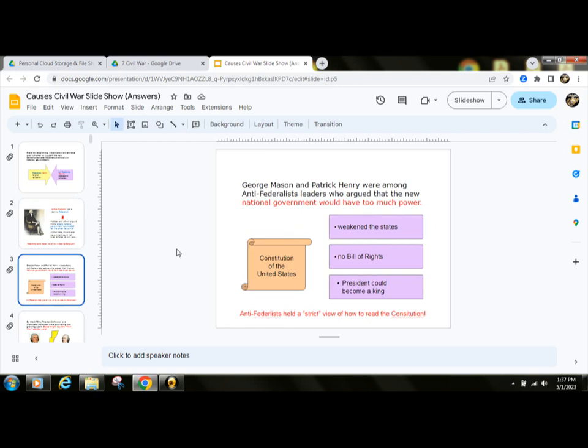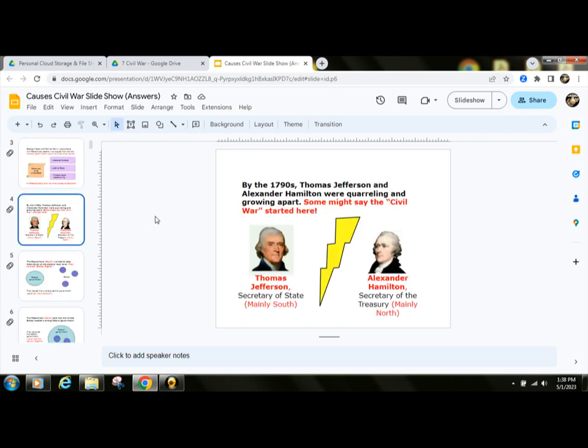George Mason and Patrick Henry were among anti-Federalist leaders who argued that the new national government would have too much power. So in other words, they felt that this new Constitution would weaken the states. They didn't see a Bill of Rights, and they felt that the president could become a king. They held to a strict view of how to read the Constitution. So both these sides have a different way of viewing the Constitution.